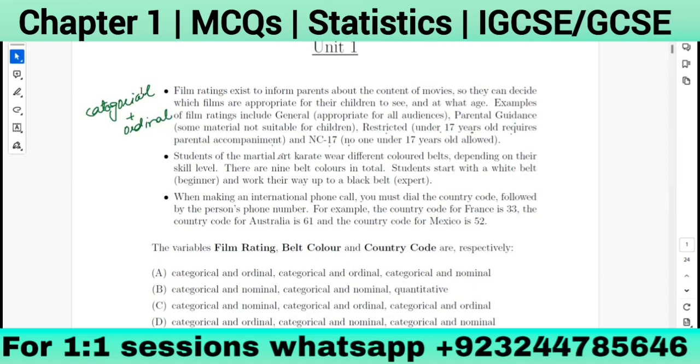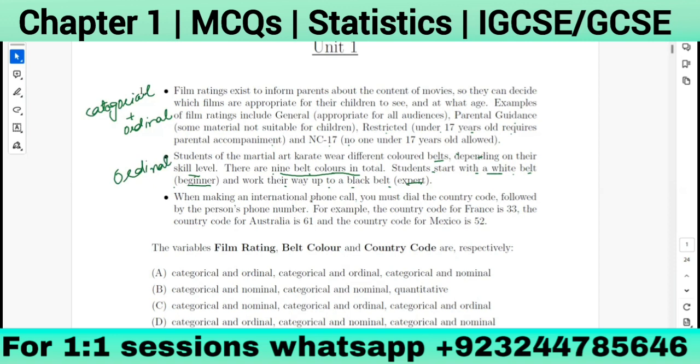Students of the martial art karate wear different colored belts depending on their skill level. There are 9 belt colors in total. Students start with a white belt for the beginner and work their way up to the black belt for the expert. Since they are in an order, the color is ordinal data.